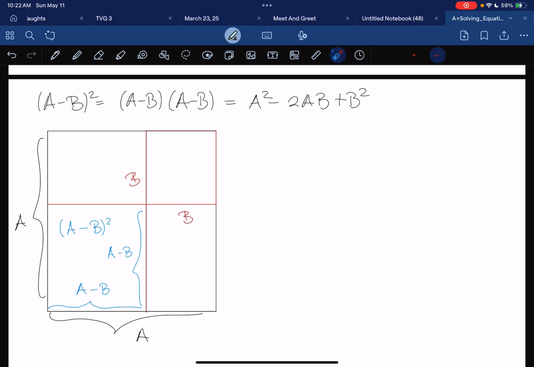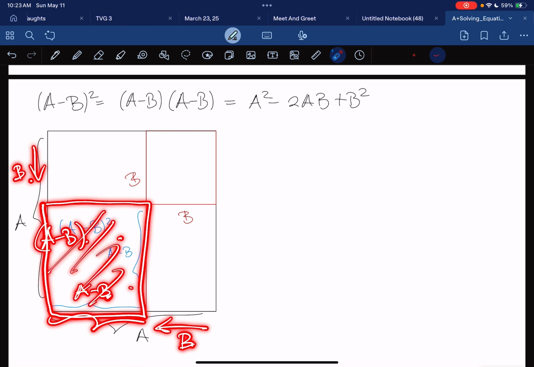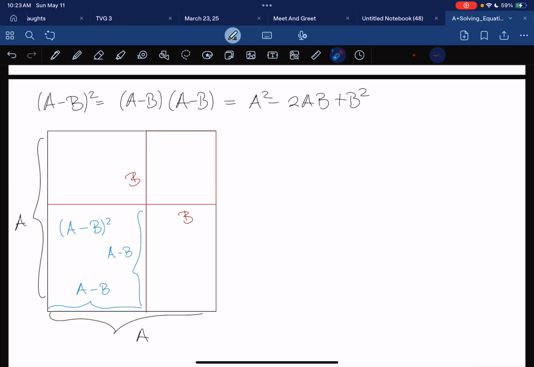So we're reducing my base by b, right? Which leaves me a minus b, and we're reducing our height by b, which gives me a minus b. So the area that we want to find is this one right here. Okay? All right. So I know it's a bit messy, but okay. So how do we do that?